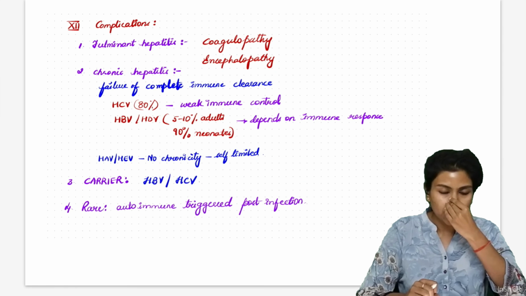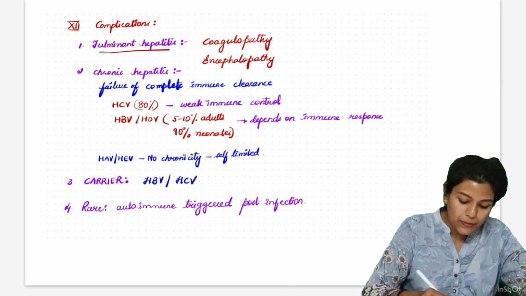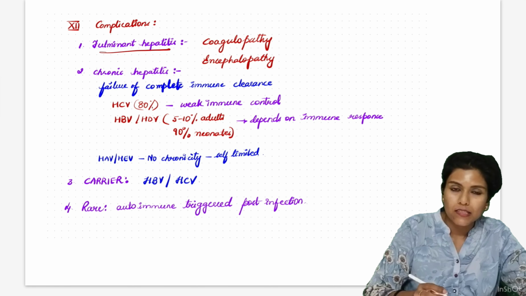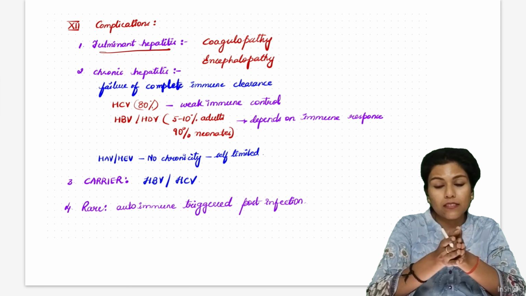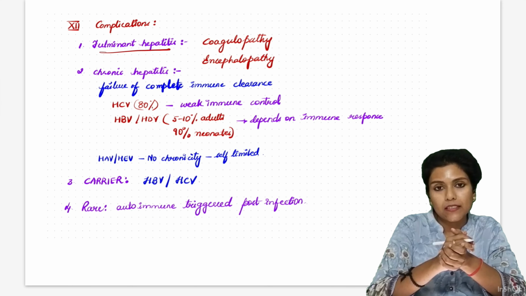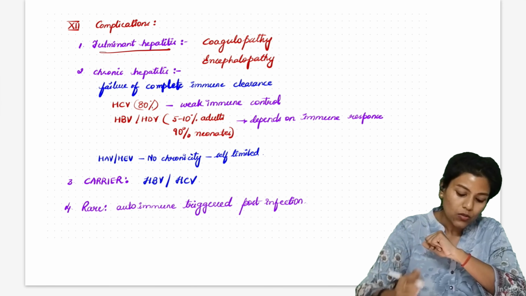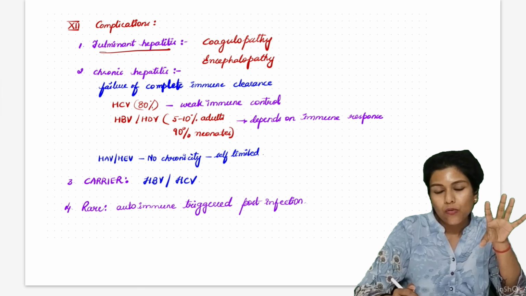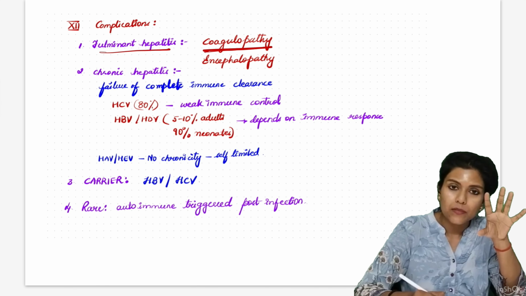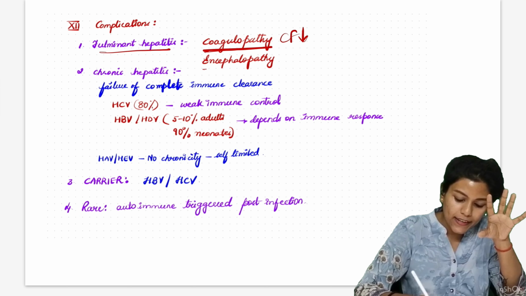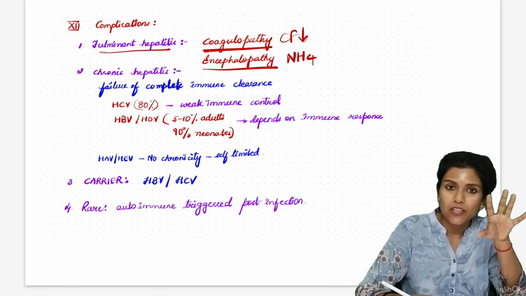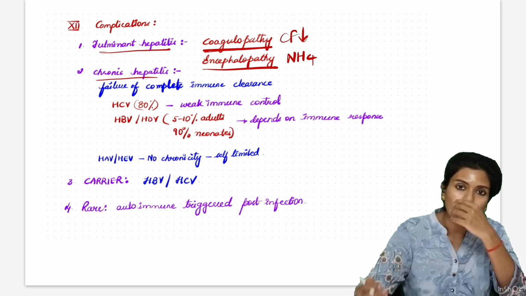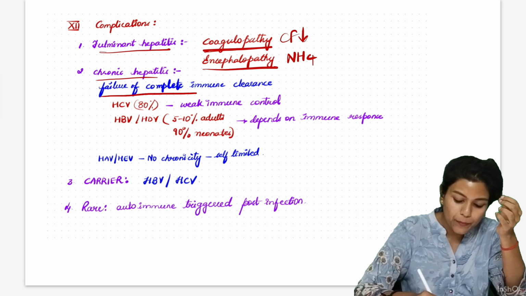Coming to the complications of acute hepatitis, firstly, fulminant hepatitis. Fulminant means rapid failure or explosive outburst. It is seen more commonly with, as we have discussed, hepatitis B virus and hepatitis E. It is most common in pregnancy. In fulminant hepatitis, massive necrosis occurs and the synthetic function goes down. So there will be coagulopathy because clotting factors go down, and encephalopathy because ammonia detoxification does not occur. Acute may also progress to chronic hepatitis because of failure of complete immune clearance.